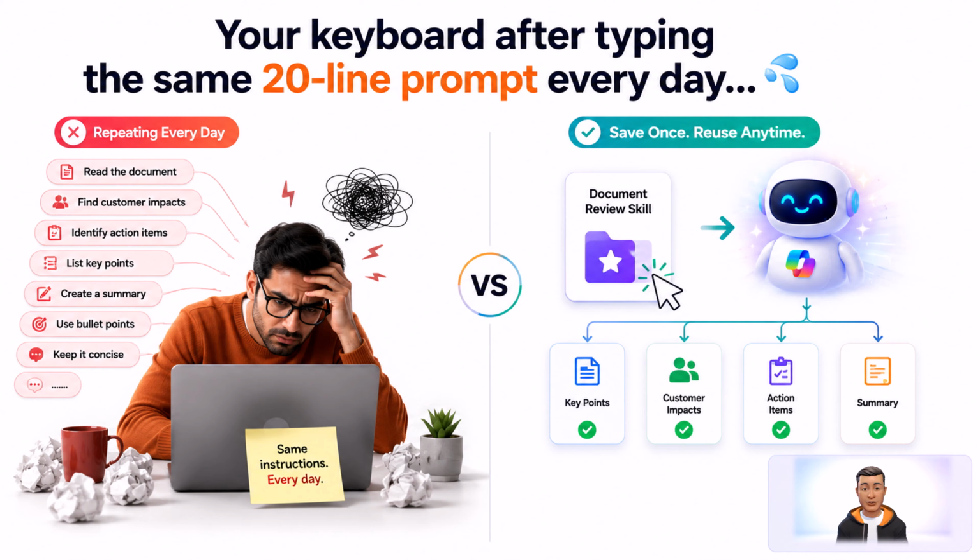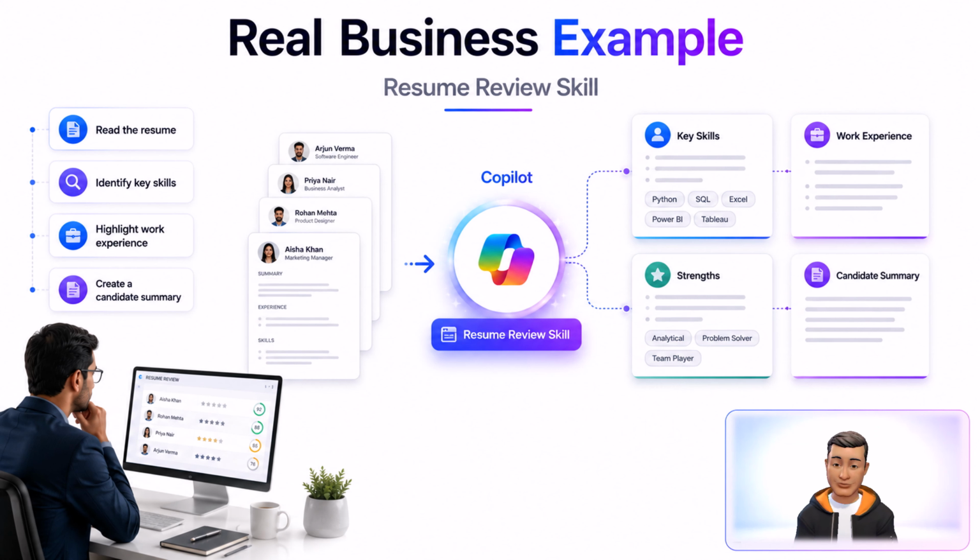Now that we have seen why skills are so useful, let us explore what they can actually do. Let us look at a simple business example. Imagine you are an HR recruiter and every day you receive dozens of resumes from job applicants. For each resume, you usually perform the same tasks. You read through the candidate's experience, you look for important technical and soft skills, you check their work history, and finally, you prepare a short summary to help decide whether the candidate should move to the next interview stage. Now imagine repeating those steps for hundreds of resumes.